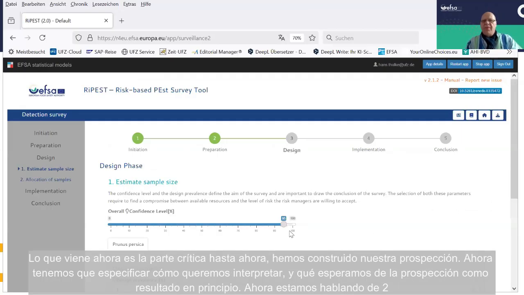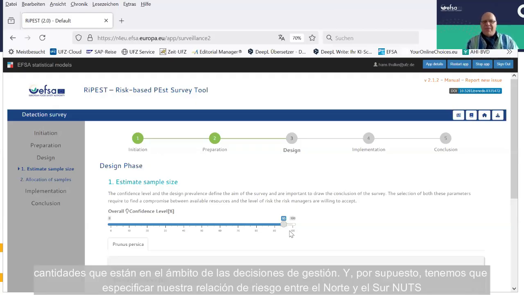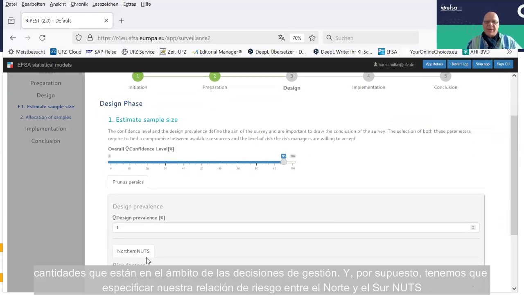What comes now is the critical part. So far we have constructed our survey. Now we have to specify how we want to interpret and what we expect from the survey as an outcome. In principle, we are now talking about two quantities that are in the remit of management decisions. And of course, we have to specify our risk relation between the northern and the southern nuts.